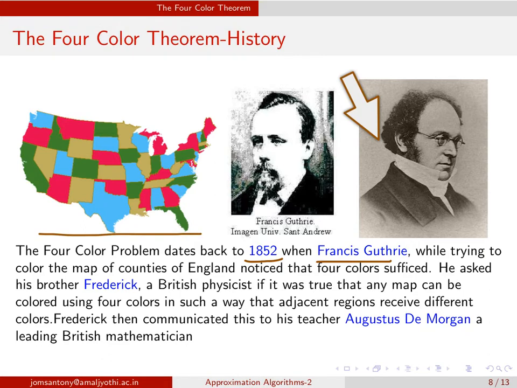Augustus De Morgan worked seriously on this and could not find any counterexamples. This particular problem raised a lot of interest among the mathematicians of that time. Many of them tried to prove this formally, but were not very successful. It took more than 100 years for someone to come up with a proof. We will see the details in the next slide.